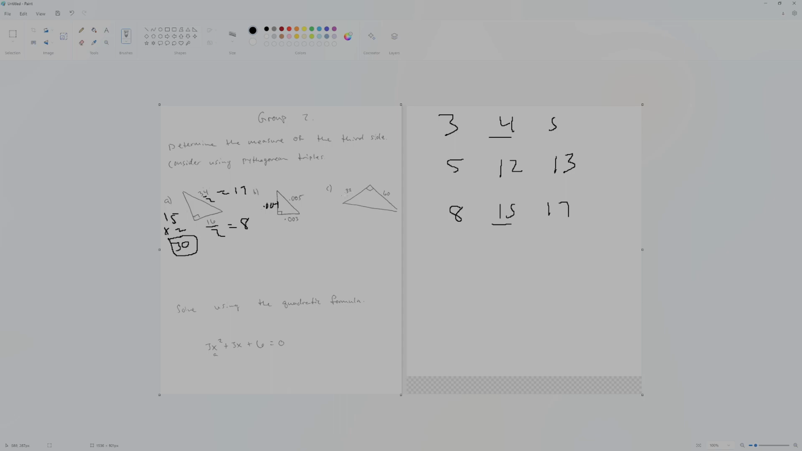For part C, let's go ahead and divide these both by a common factor. I believe the GCF is 4. When you divide them by 4, you get the side lengths of 8 and 15. So that means this side over here is going to be a 17 times our common factor of 4, which comes out to a grand total of 68.